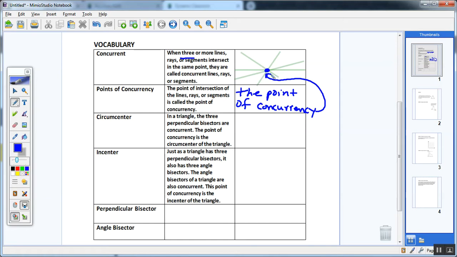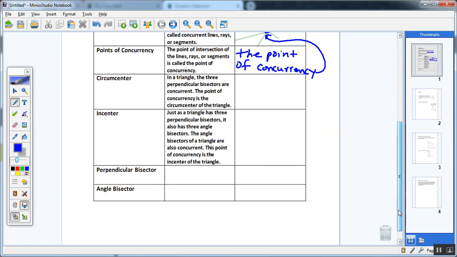Okay, some big words. Next one, called the circumcenter. In a triangle, the three perpendicular bisectors are concurrent. That point where the perpendicular bisectors meet is called the circumcenter. So circumcenter is based off of perpendicular. Perpendicular meaning how many degrees? It's based on the perpendicular bisectors.